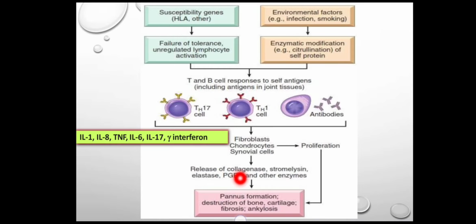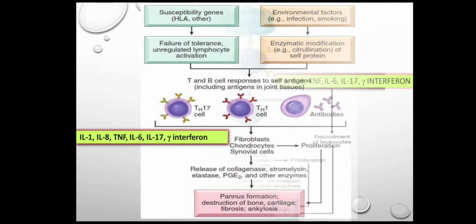Okay, release of collagenase, stromelysins, and elastase leads to production of matrix, leading to pannus formation. Also, it might lead to destruction of bones because of RANKL expressed on activated T cells, so that will lead to bone destruction. Fibrosis is again because of collagenase and elastase. So all this will finally lead to increased fibrosis and destruction of bone, leading to ankylosis, which is the end result of the disease.